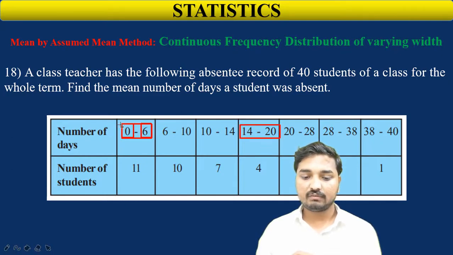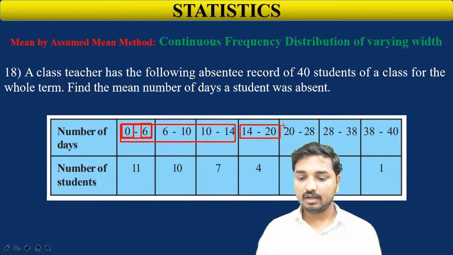So for the first 3 class intervals the width is 4, but for the 4th class interval it becomes 6. Now 20 to 28: the width is 8, it changes again. From 28 to 38, it becomes 10, again a change from the last class interval. And 38 to 40, once again it changes, just 2. That's why there is a varying width.